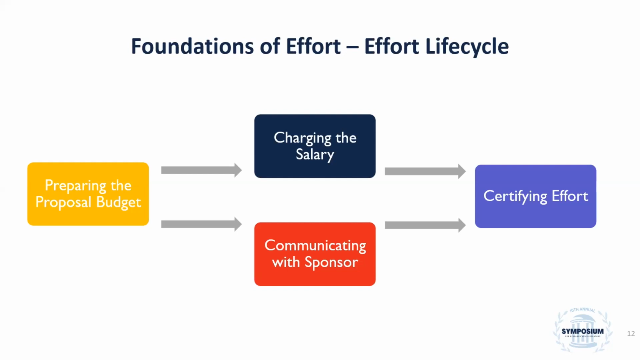Here's a quick overview of the effort life cycle. It first starts with preparing the proposal budget, so we're estimating effort and salary there. Once we receive the notice of grant award, we're then going to actually commit effort and actually charge salary. And we're going to be communicating with the sponsor by billing for that, submitting progress reports, that type of thing. And eventually we're going to attest to the sponsor that those amounts were accurate, and we're going to do that by certifying effort or going through the effort certification process.